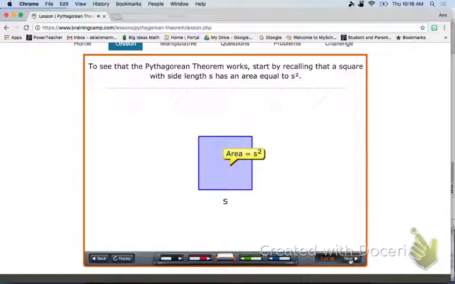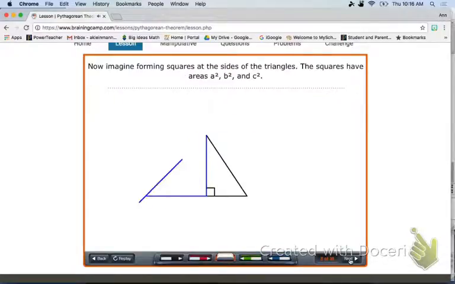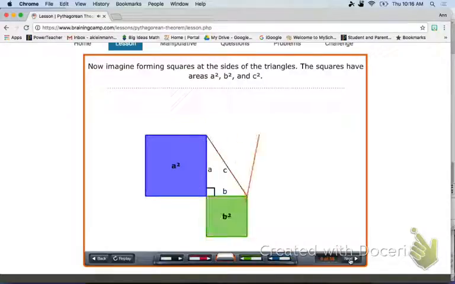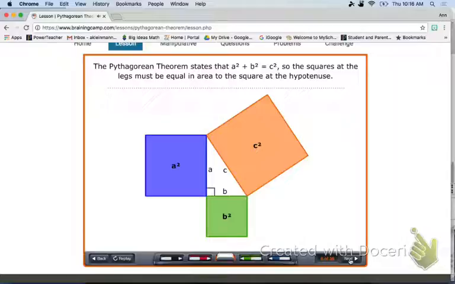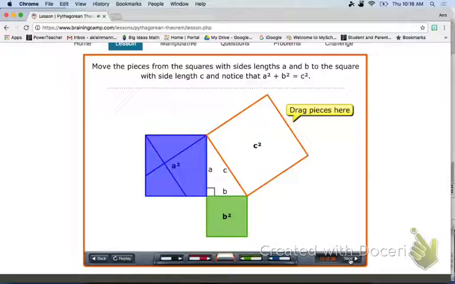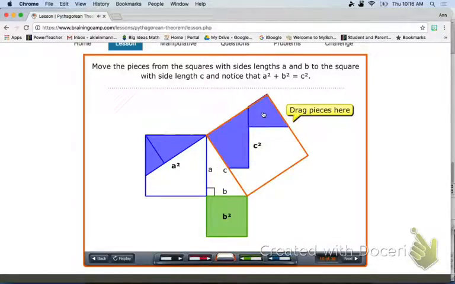To see that the Pythagorean theorem works, start by recalling that a square with side length S has an area equal to S squared. Now imagine forming squares at the sides of the triangle. The squares have areas A squared, B squared, and C squared. The Pythagorean theorem states that A squared plus B squared equals C squared, so the squares at the legs must be equal in area to the square at the hypotenuse. Move the pieces from the squares with side lengths A and B to the square with side length C, and notice that A squared plus B squared equals C squared.